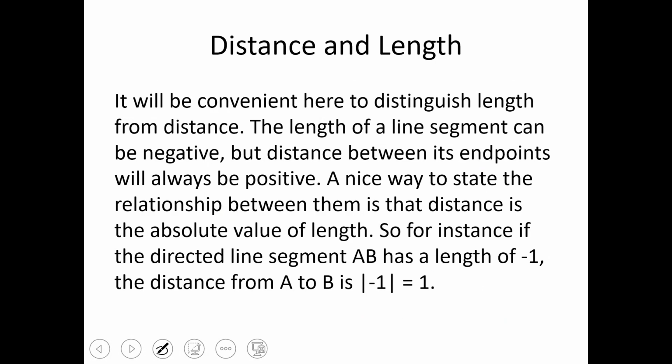If we're on X and we go to the right, we're positive, but if we go to the left, we're negative. If we're on Y, if we go up, we're positive, but if we go down, we're negative. But distance will always remain positive. So the distance associated with the line segment is the distance from one endpoint to another, and that will always be positive. A nice way to state the relationship between them is that distance is always the absolute value of that directed line segment length. So for instance, if a directed line segment AB had length -1, then the distance from A to B is the absolute value of -1, which is just 1. So keep in mind this distinction. Distance will always be the positive measure, but length can be negative.